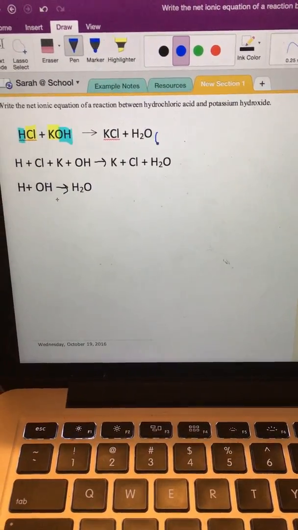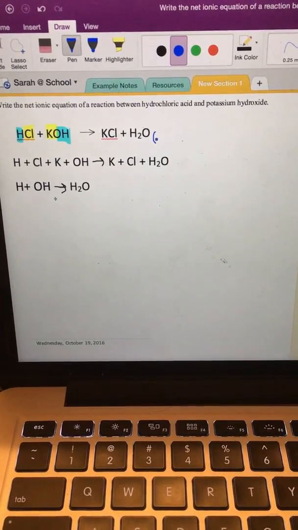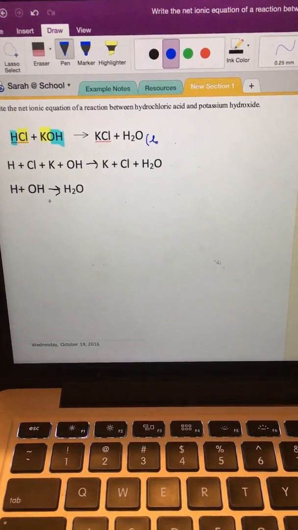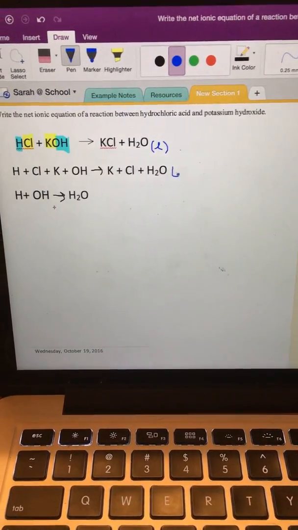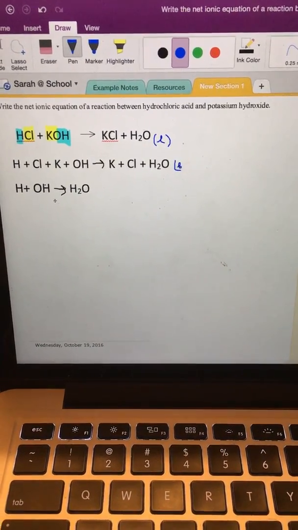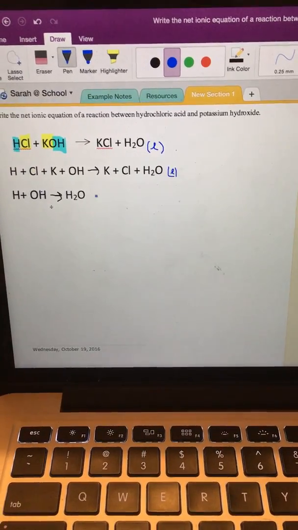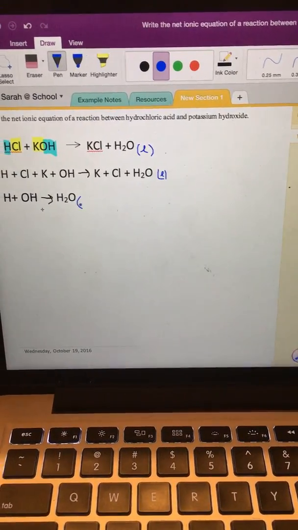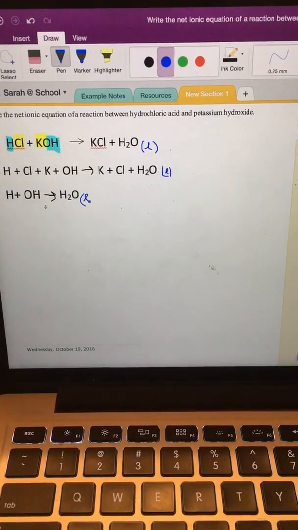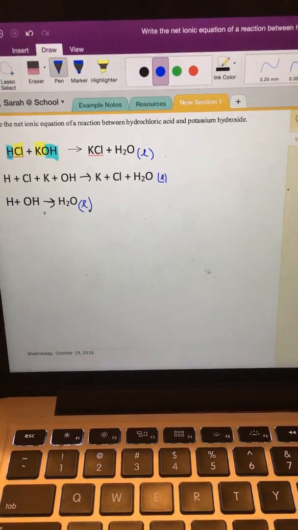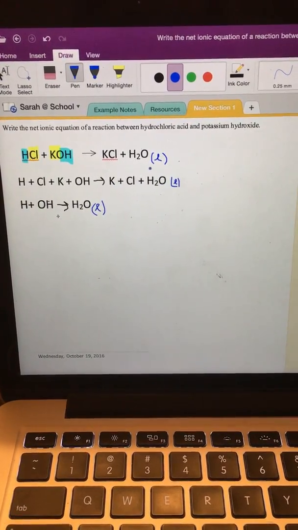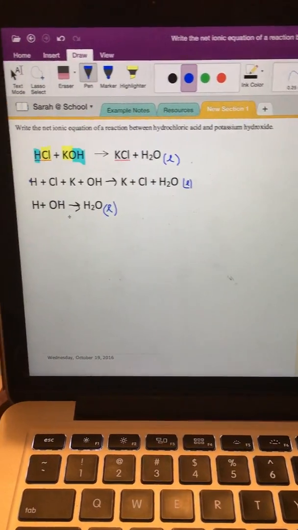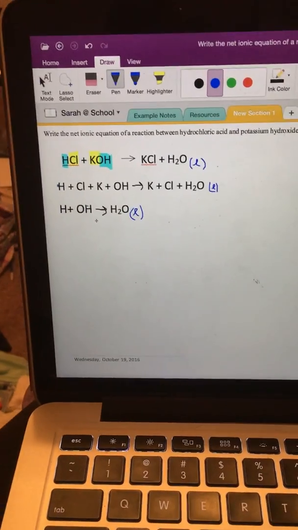That's important because everything that is not aqueous we are not going to be finding the ion charges of. So I'm going to go ahead and write that down for every single molecule of water. Now we can go ahead and go through every single molecule that's aqueous and write out its ion charges.